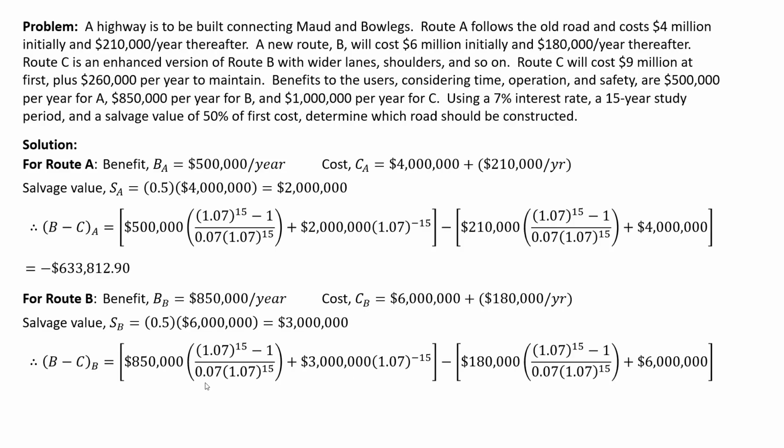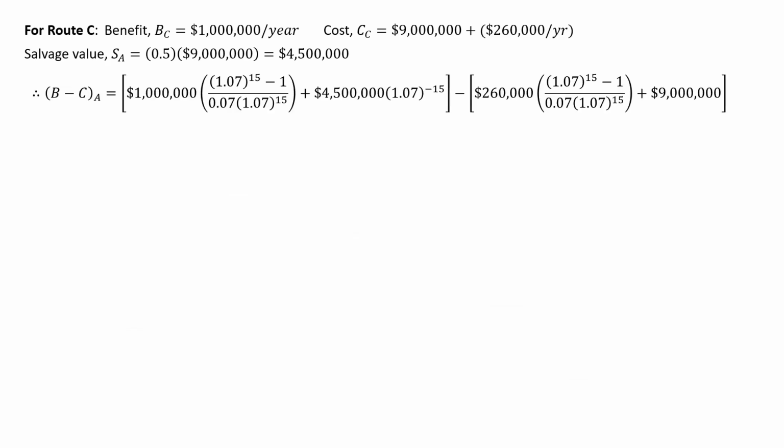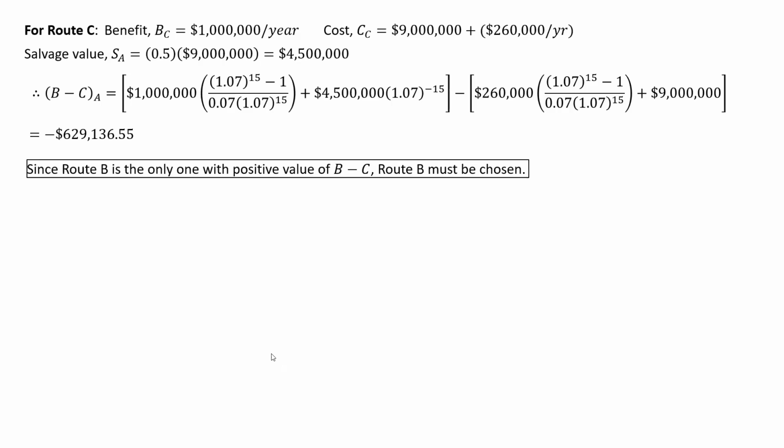And so we will include that in the benefit and do a similar process as what we did for option A. And when we plug and check the numbers, we get a whopping $1,189,640.44. That's a positive number. That is definitely better than option A, which was negative. All right. Finally, for C, similar thing, $1 million and this and so on. That turns out to be negative $629,136.55. Okay. So since route B is the only one with a positive value of B minus C, ta-da! Route B must be chosen.